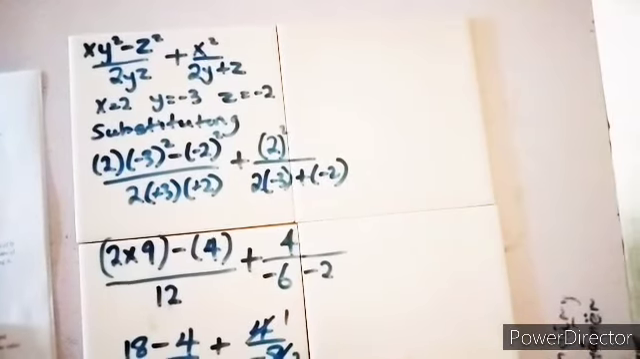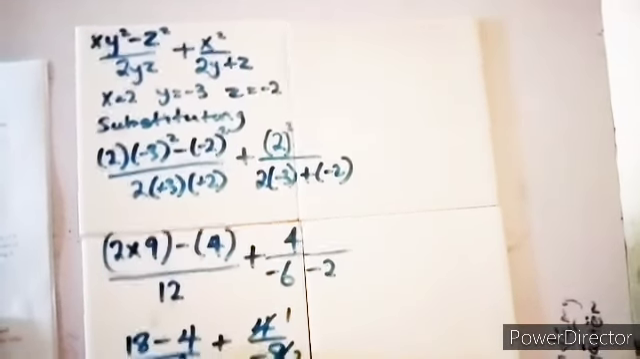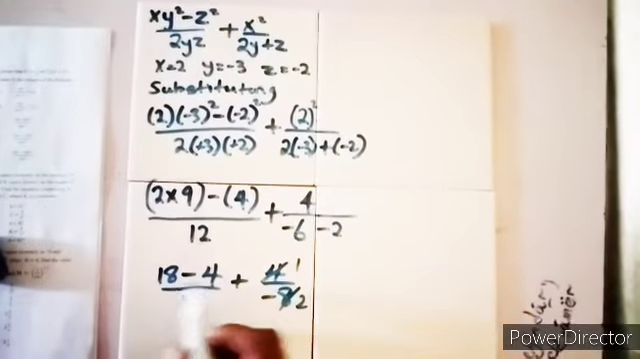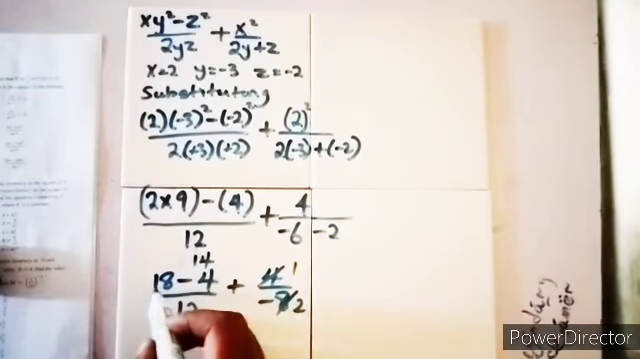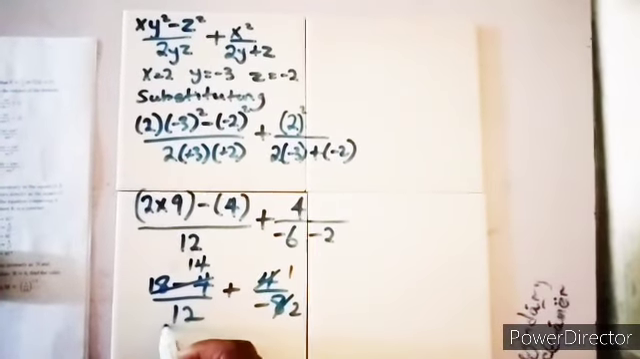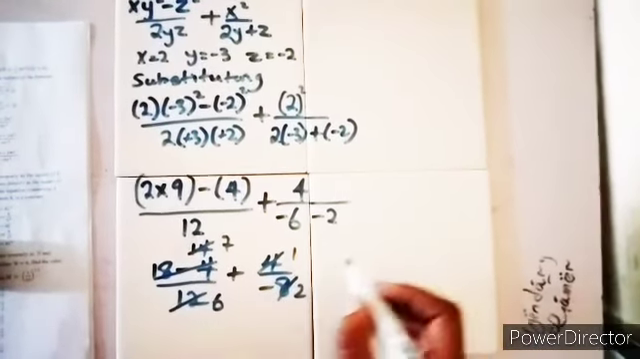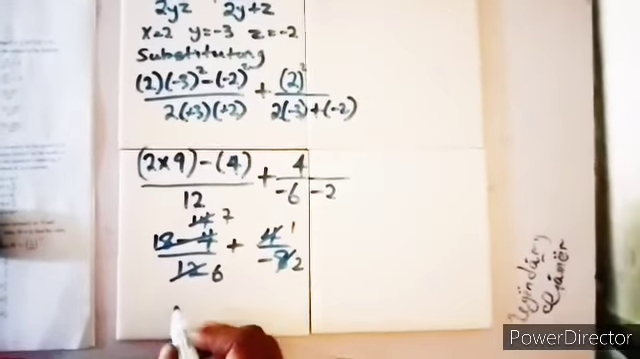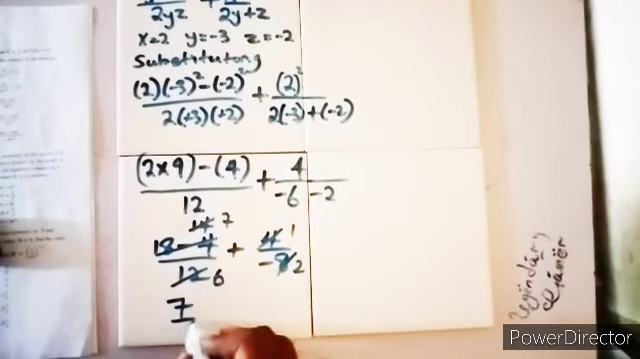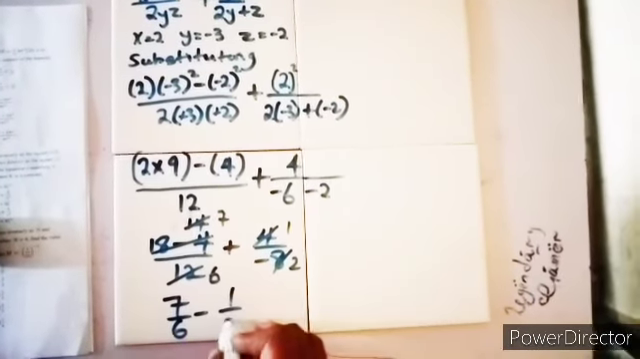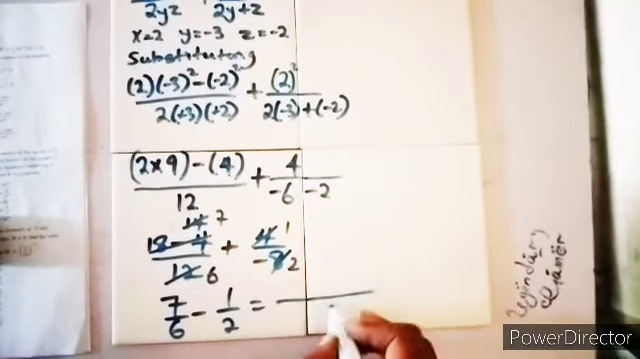And so we cancel 4, giving us 1 over 2. Then we have 18 minus 4 will give us 14. So 14 over 12. 2 goes into 12 6 times and 2 goes into 14 7 times, leaving us with a final answer of 7 over 6 plus minus 1 over 2.